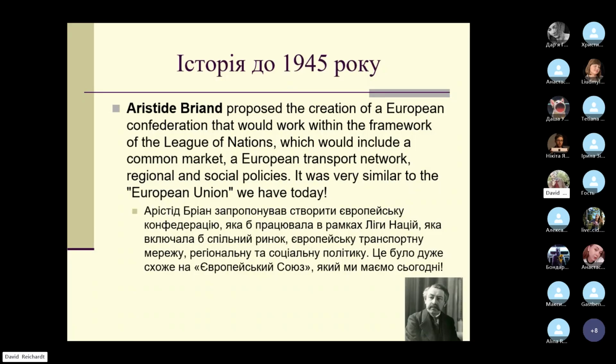Now this is Aristide Briand, a photo there at the bottom. And again, he proposed the creation of a European confederation of countries that would work within the League of Nations. And it would be a common market, a single market. What did it mean? The free trade area. Economic free trade. A European transport network, which they have today. They're developing that now. Regional and social policies, very similar to the European Union we have today. That was Aristide Briand. Amazing.